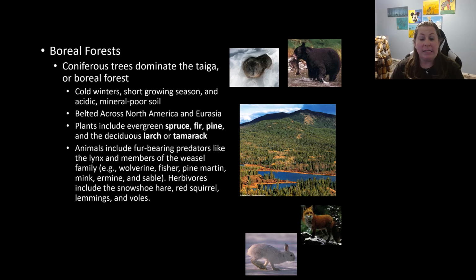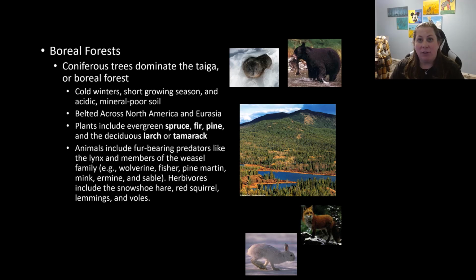The next forest is going to be the boreal forest. These are also known a lot of times as the taiga. These coniferous forests are going to dominate in the areas where you see the transition into a little colder environment. They do have cold winters, short growing seasons, and they do have acidic, mineral poor soil. So not good soil like we saw in the other forests. These are belted across North America and Eurasia, so up in Canada as well as in Russia.